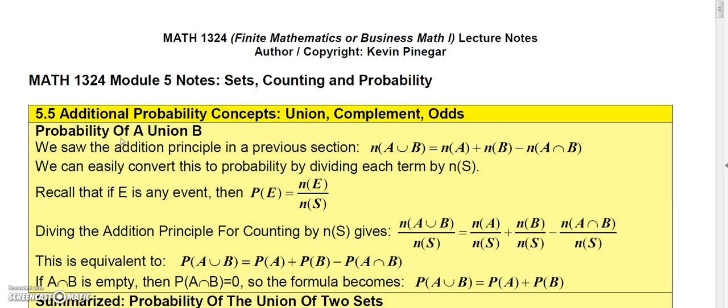So let's talk about the probability of the set A union set B. Now, you can actually derive this straight from the addition principle. Remember, the addition principle said the number of elements in A union B is the number of elements in A plus the number of elements in B minus the number of elements in A intersect B. It turns out that this addition principle is also the same concept for probability.